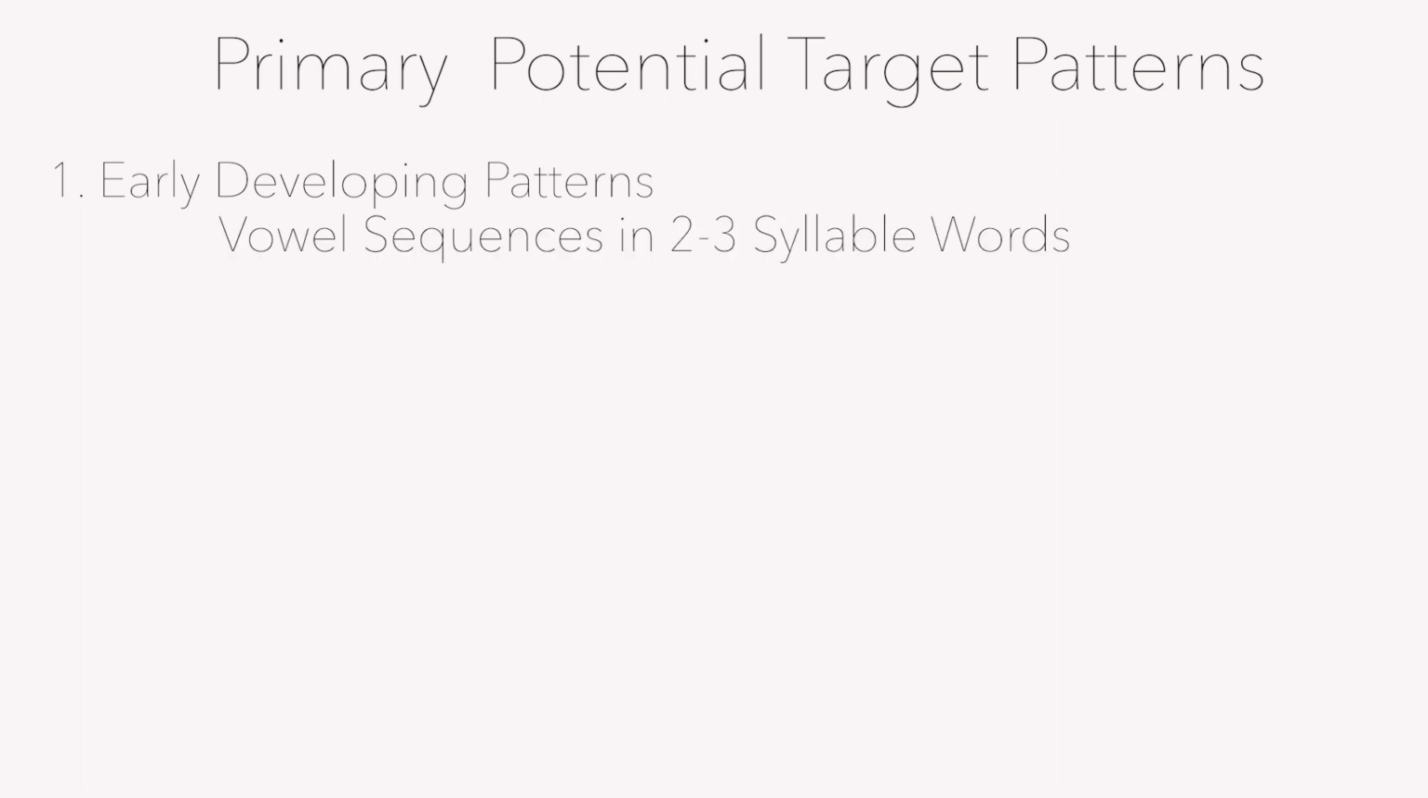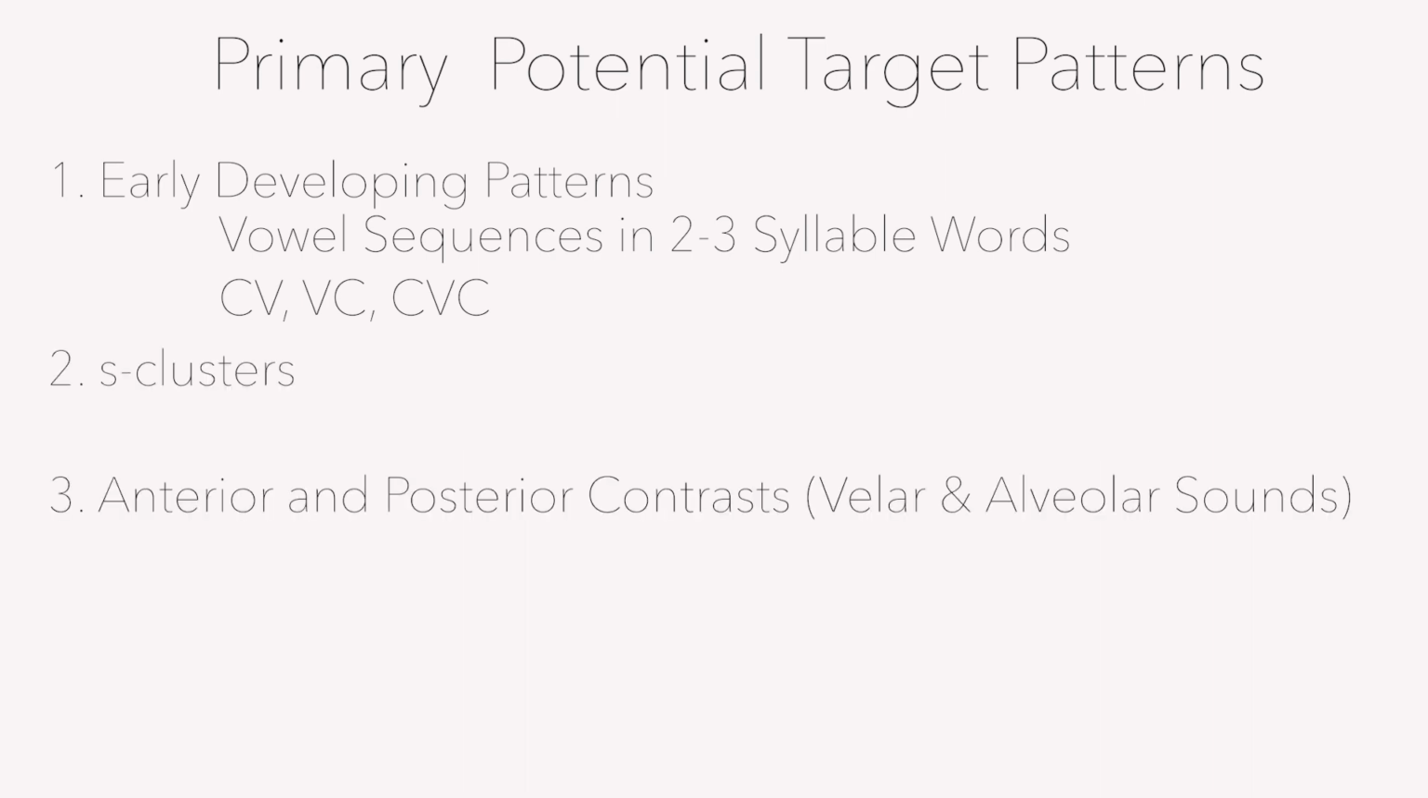Let's start with primary potential target patterns. The primary potential target patterns include early developing patterns. This includes syllableness by targeting vowel sequences in compound words. These are usually 2 and 3 syllable words. Then you have the syllable structures like consonant vowels, vowel consonants, as well as consonant vowel consonant words. You'll have S clusters, anterior and posterior contrasts. These are our velar and alveolar sounds. And last are liquids. This includes word initial L and word initial R.